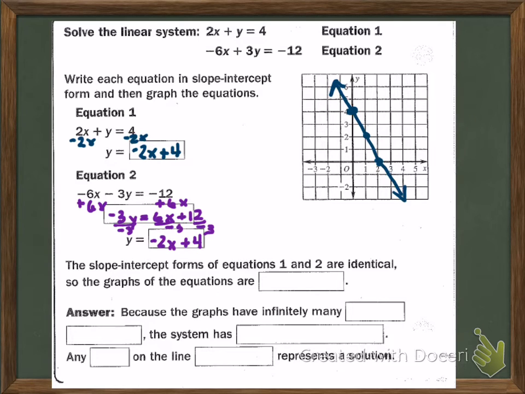Now we can graph it. That y-intercept is at 4. And the slope is down 2 over 1. Hopefully you can see that those lines are overlapping because they are the same line. The slope-intercept form of equations 1 and 2 are identical. So the graphs of the equations are the same line.